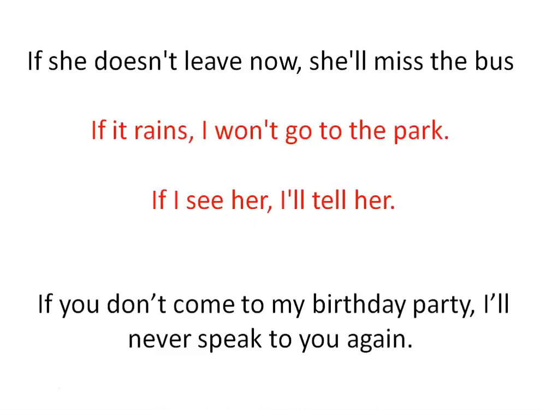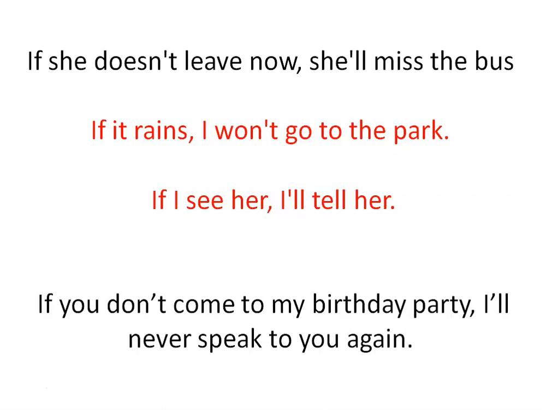Let's begin with the first one. Here we can see 4 examples. If she doesn't leave now, she will miss the bus. Simply, it's a prediction. You are predicting the future. So what is the prediction here? If she doesn't leave now, she will miss the bus. As I said earlier, in all the 4 sentences we can find the comma which separates the 2 clauses. Every sentence has 2 clauses and those 2 clauses are separated by the comma.